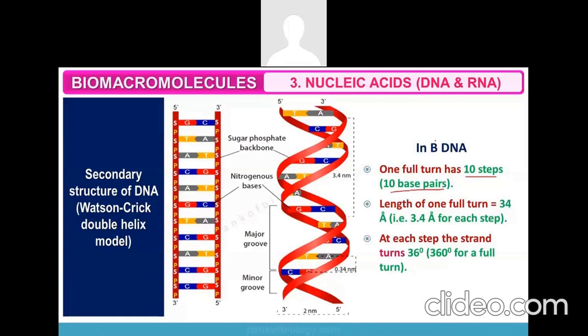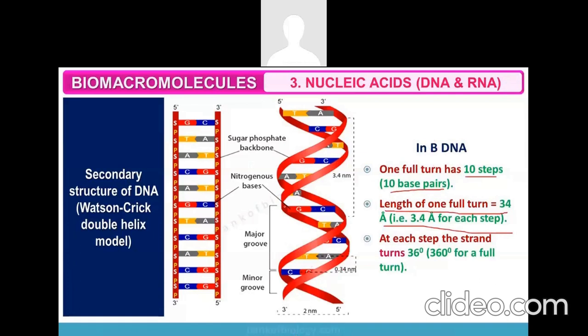Let us take the structure of B-DNA. B-DNA has 10 steps, that is, 10 base pairs. And this B-DNA is nothing but the Watson and Crick model of DNA. You can count 1, 2, 3, 4, 5, 6, 7, 8, 9, 10, 10 steps totally. It is considered to be one full turn. And the length of one full turn is 34 angstrom.